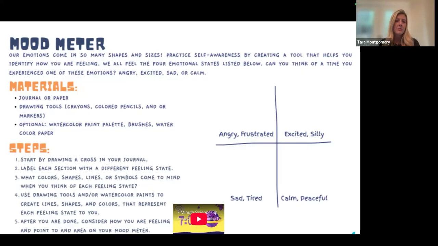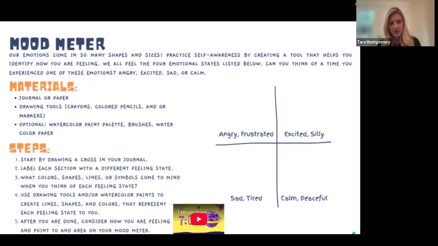So, you just need some pretty basic materials: a journal, or paper. And if you kept this in a journal, this is something that you could always have your students refer back to if they're having some sort of emotion. "Let's get out our mood meter. Can you explain to me how you're feeling? Why are you feeling this way?" And that helps with self awareness. And then any kind of drawing tool: crayons, colored pencils, markers, and then optional is the watercolor paint.